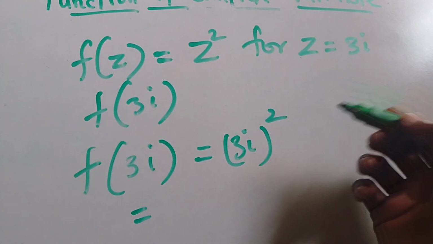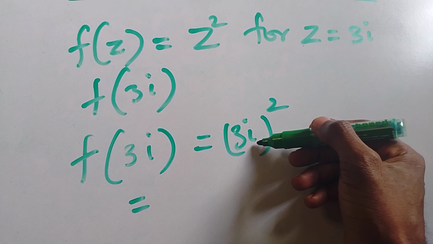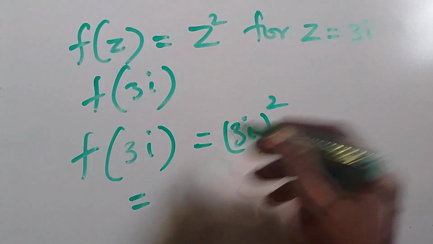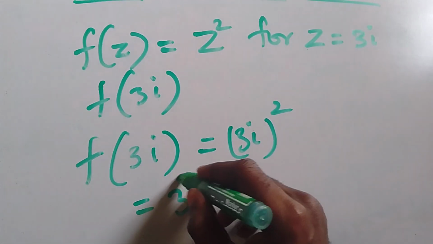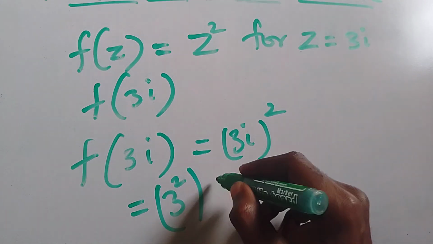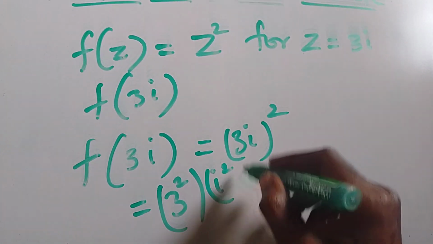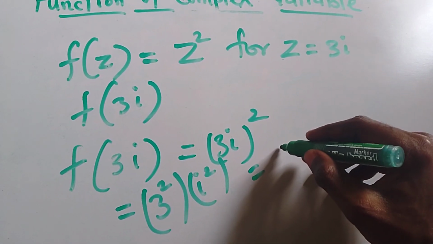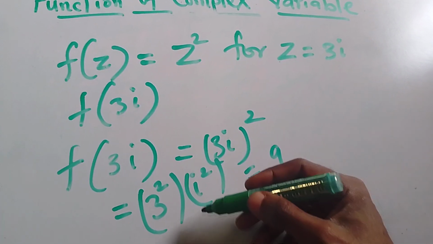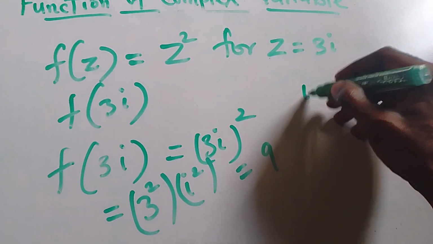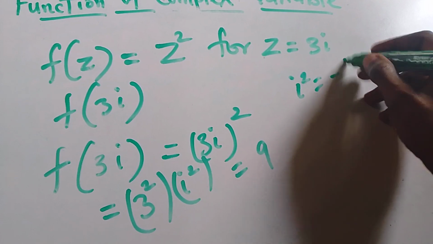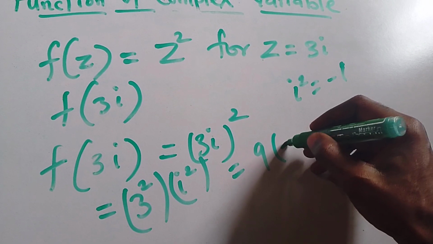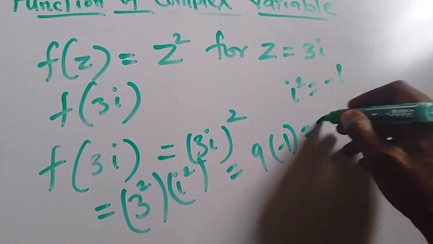So at this point, I is imaginary. I is imaginary part. So now we are going to square both 3 and this I. So I'm going to split. Let me split it this way. 3 square and I square. So now we know that 3 square is what? 3 square is 3 times 3, which is 9. Then from our properties of imaginary number, we have it that I square is equal to what? Minus 1. So that means that this is going to be 9 times minus 1, which is equal to minus 9.